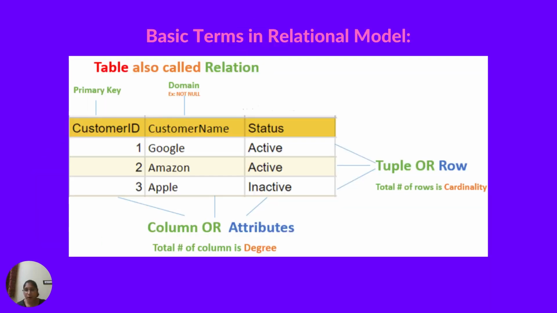Basic terms in a relational model. As said earlier, data in relational model is stored in the form of a table. This table is used to store the details of customer. Here, attributes are represented as columns, where customer ID, customer name, and status are attributes for customer entity. The total column count is defined as the degree. This whole table is known as a relation.